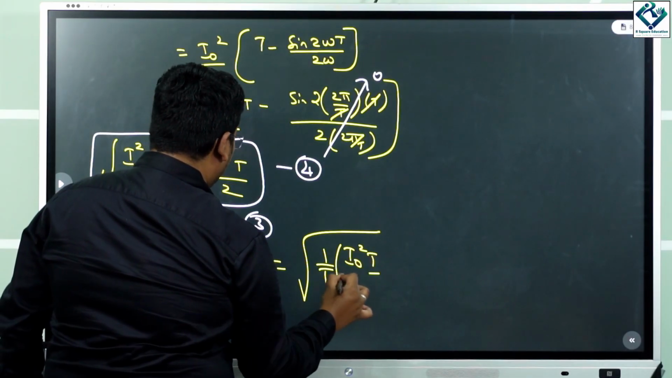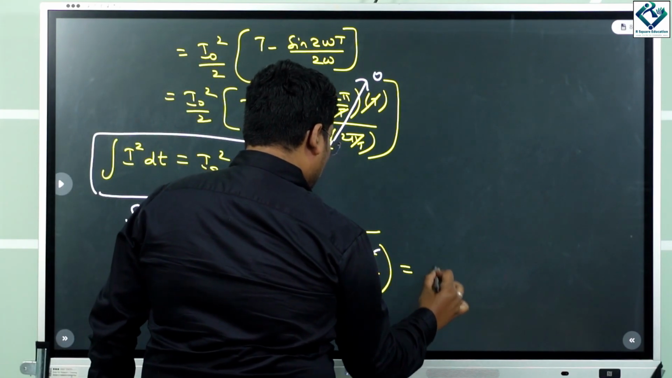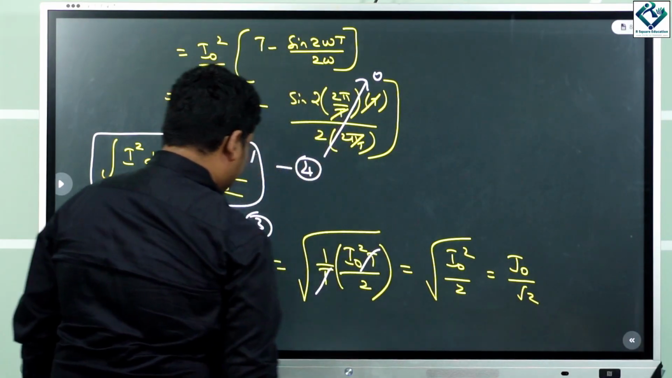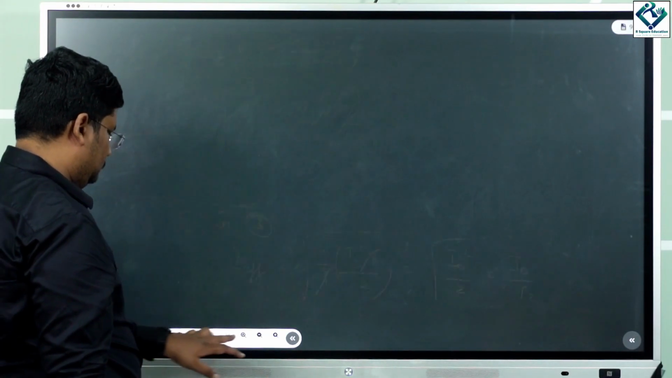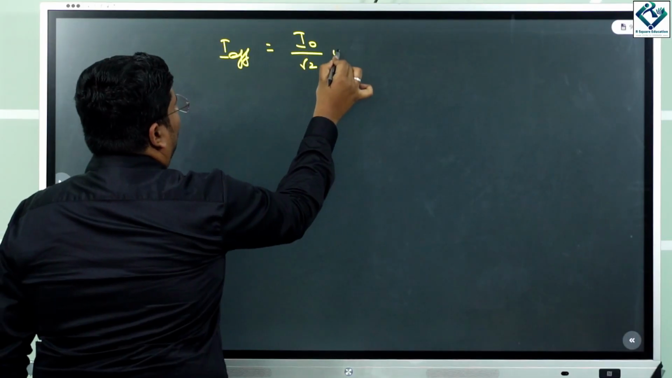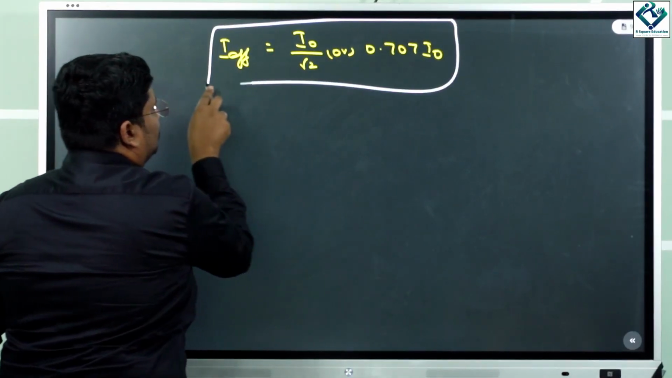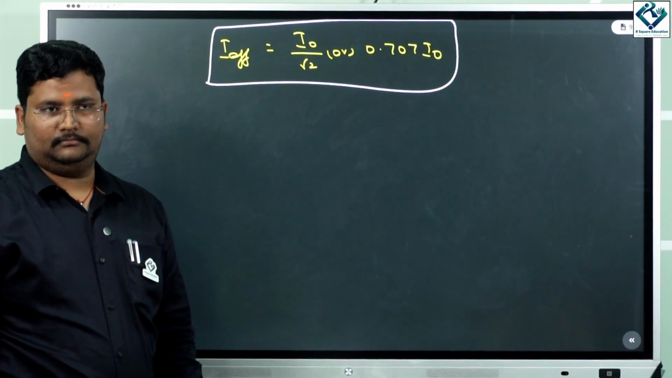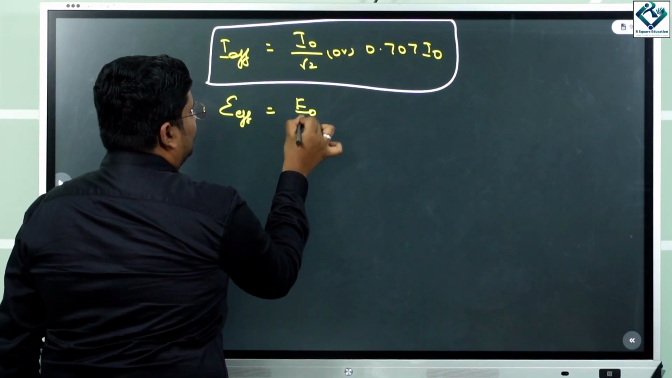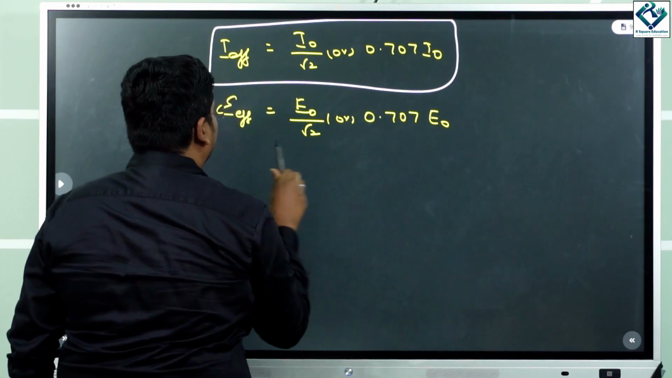I naught square T by 2. So T cancels. So what you'll get? Root of I naught square by 2, which is nothing but I naught by root 2. So I effective can be written as I naught by root 2 or 0.707 times I naught. This is nothing but the RMS value of current. And of course E effective can also be the same, E naught by root 2 or otherwise 0.707 times E naught.